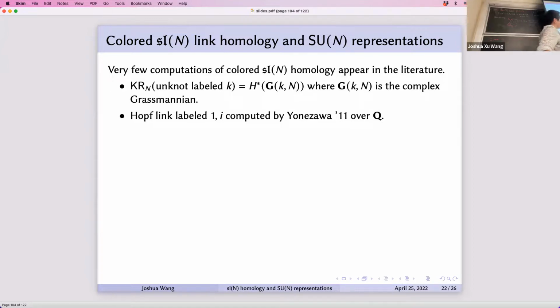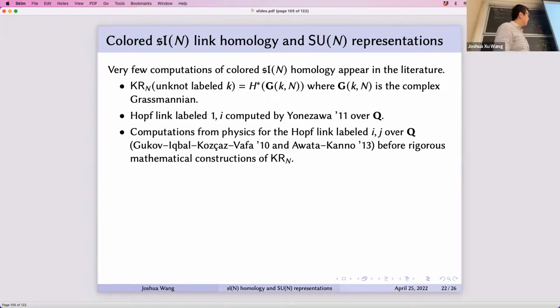But I think that this computation doesn't really get at the real complexity of colored SLN homology, because the length of that complex associated to a crossing is just dependent on the smaller of the 2 labels. So if one of the labels is 1, then the complex is actually still just 4 terms. But there's a computation for the Hopf link done using physics, for the Hopf link labeled any 2 labels. And that's it. Those are the only computations for colored SLN homology when at least one component is labeled above 1.